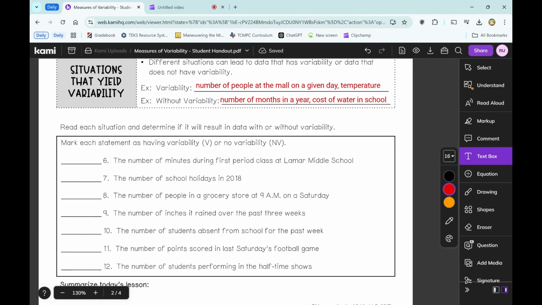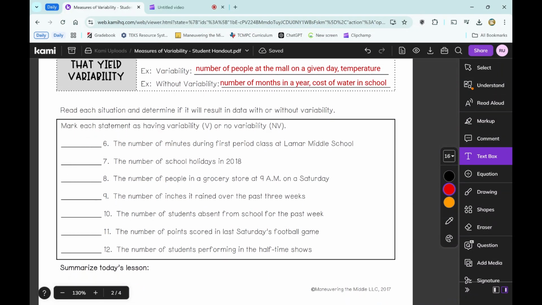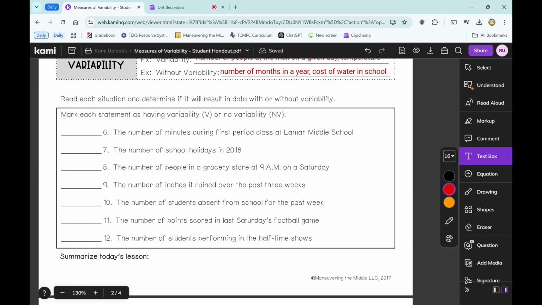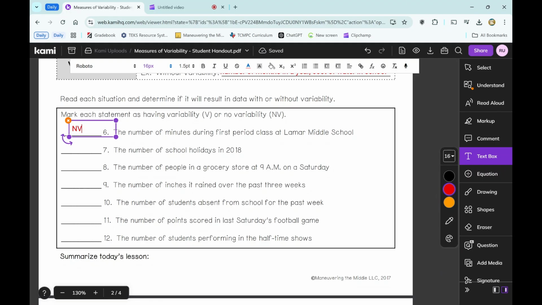We're going to read each situation to determine if the results will be variable or not variable. The first one says the number of minutes during the first period class at Lamar Middle School. Let's think about this. If we're going from class to class, is the amount of minutes in our class going to change a lot depending on what day it is, depending on what class period it is? It is not going to change a lot. So this is something that's going to have no variability.